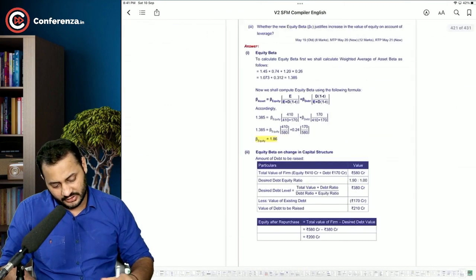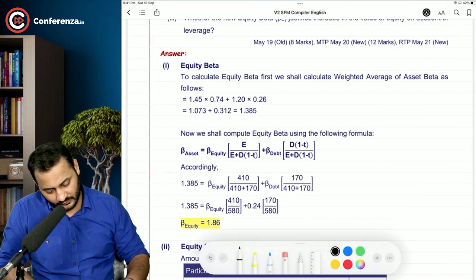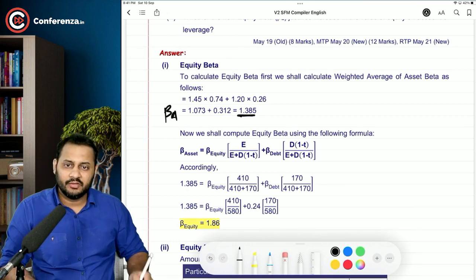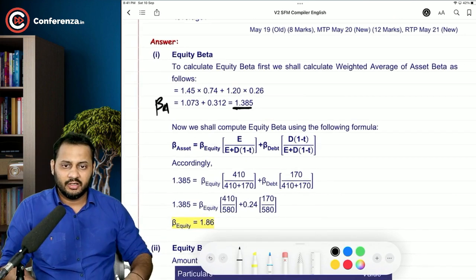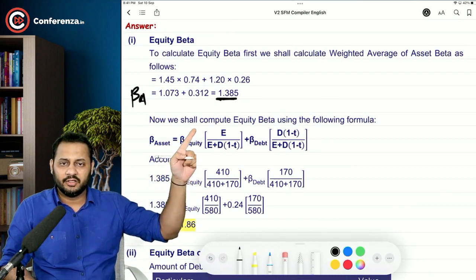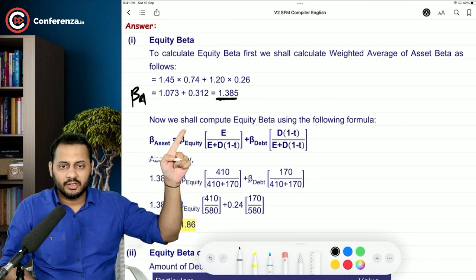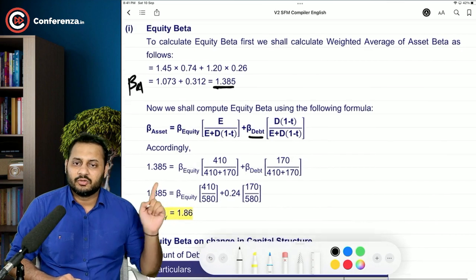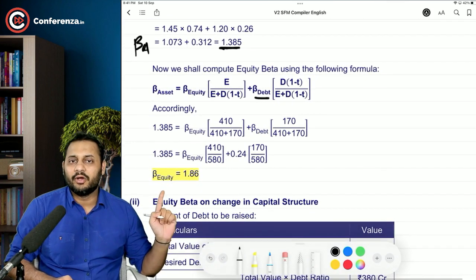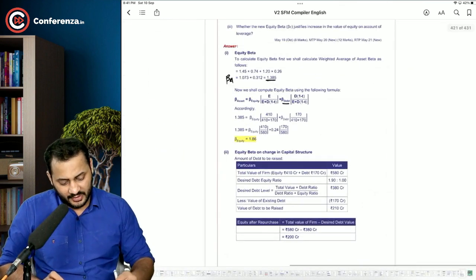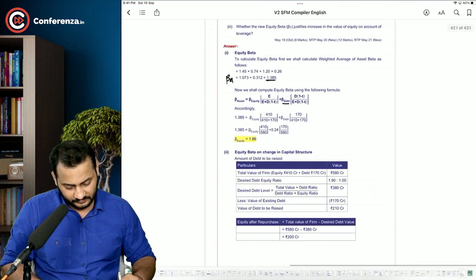So let's have a look at the answer first. This is the beta of the asset, weighted average 1.385. Then you will keep it here. Look at the formula. Beta of the asset is equal to beta of equity into equity by the total of the capital, then beta of the debt into debt by equity plus debt. That's it. So accordingly, beta of the equity comes to 1.86. Cool.